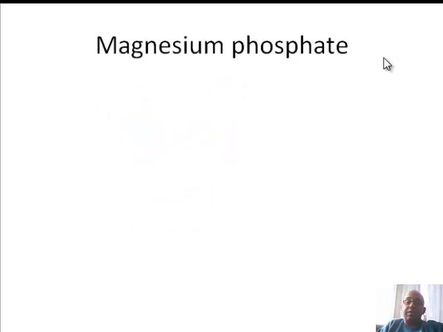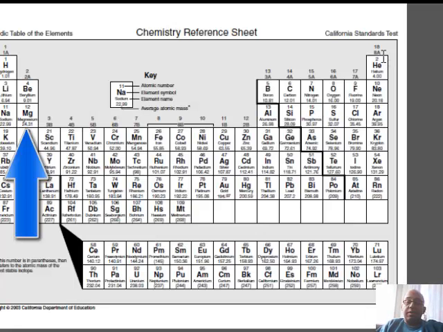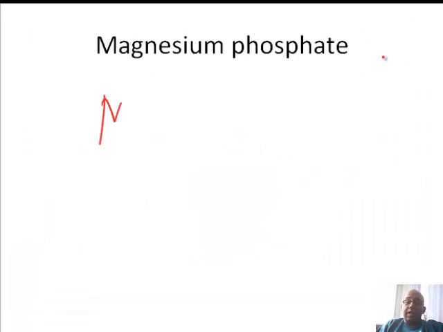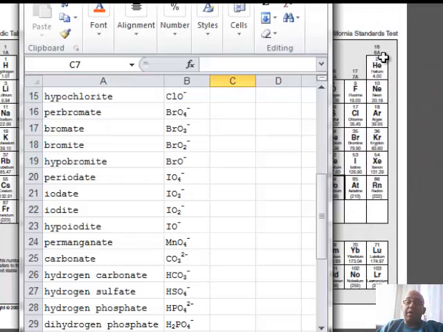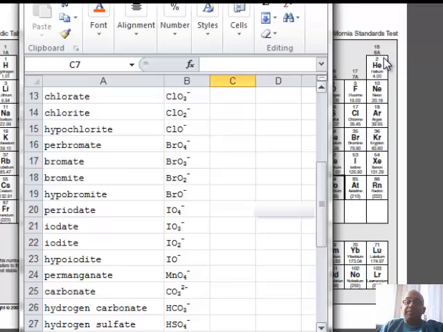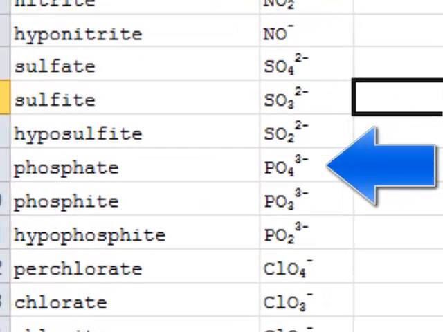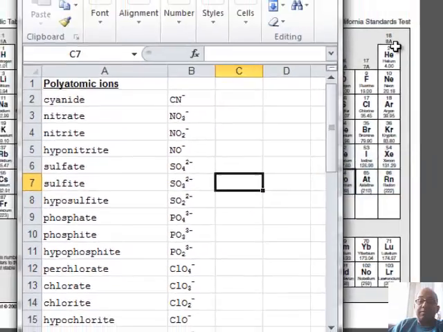Okay, let's try the next one. Magnesium phosphate. So we look at our periodic table. Magnesium is in group 2, so it's Mg2+. And if we look for phosphate, there is no phosphate element. There's phosphorus, but that would become phosphide if it was an ion, so we'll get to that naming part later. So we need to look at our polyatomic ion sheet. We look up phosphate and notice it's right there. PO4 3-.